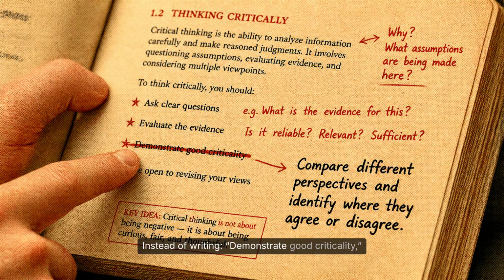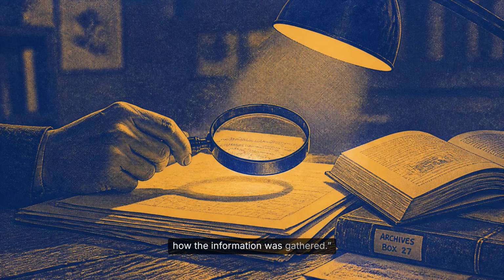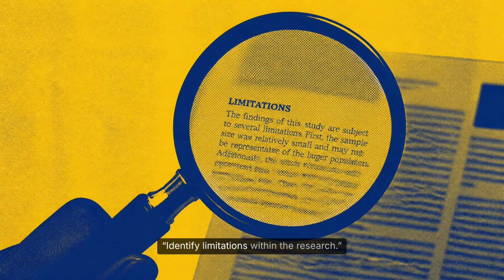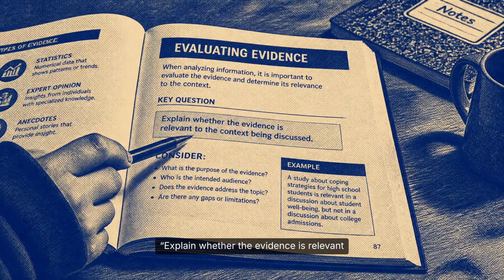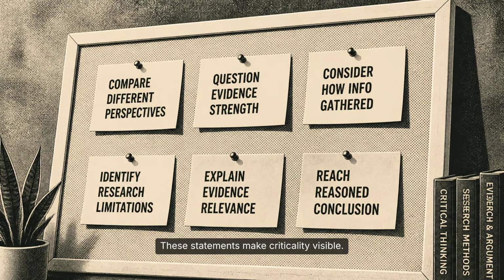Instead of writing, demonstrate good criticality, we could write, compare different perspectives and identify where they agree or disagree. Question the strength of the evidence supporting each claim. Consider how the information was gathered. Identify limitations within the research. Explain whether the evidence is relevant to the context being discussed. Reach a reasoned conclusion based on the evidence. These statements make criticality visible.